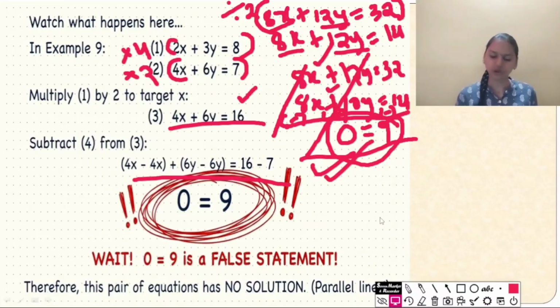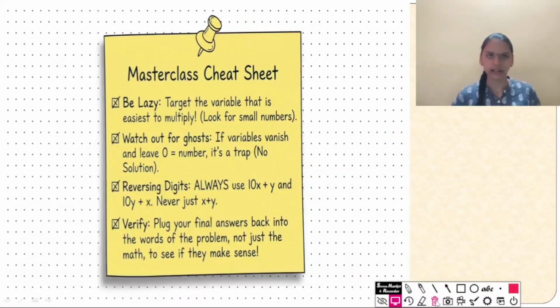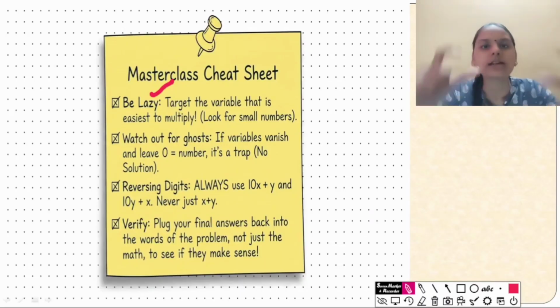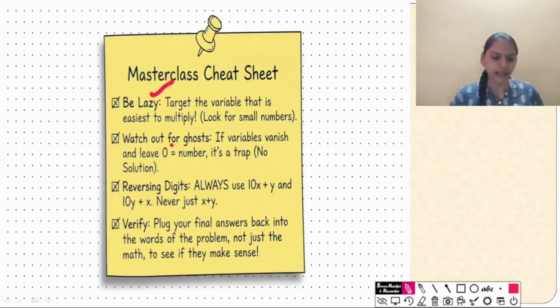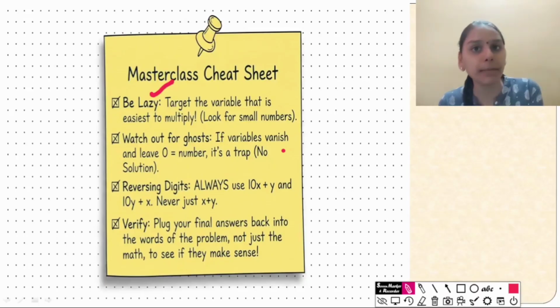So this is all for today. Just one thing: be lazy. What everybody tells you, be active while solving this. The substitution method is lengthier, but elimination is shorter. So become lazy and go with the easier method, that is the elimination method. Target the variable that is easiest to multiply. First take the easiest method, and next take the easiest equation from that and multiply by the easiest number. I told you, if you have 6 and 4, and if you have 2 and 3 here, you go with 2 and 3.